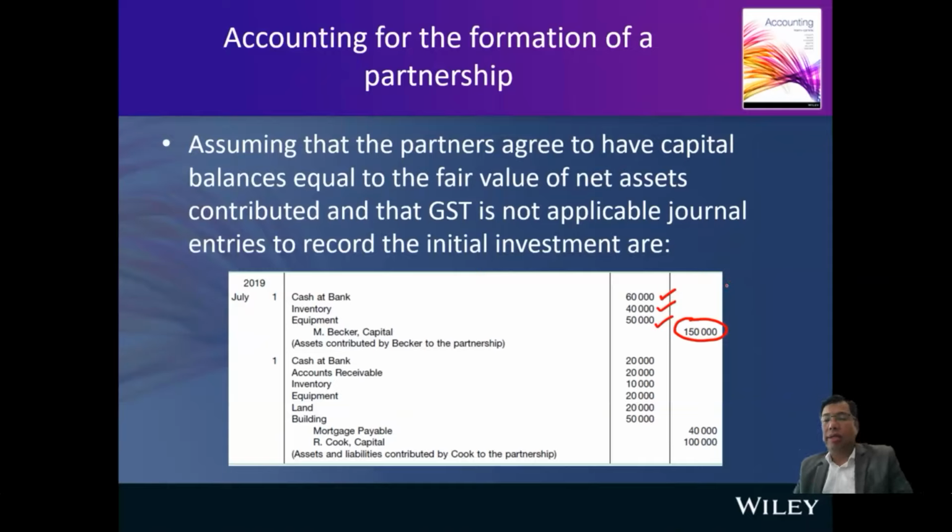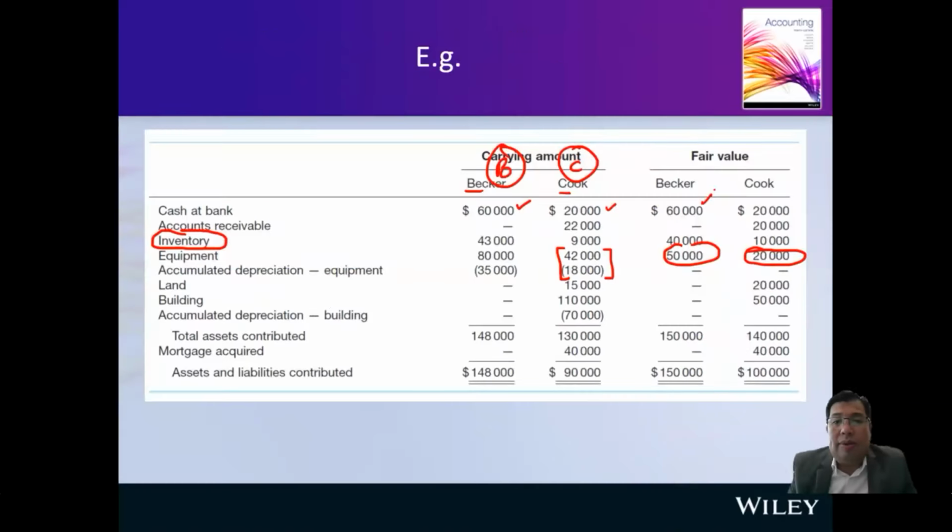150,000. Whereas for the second partner, fair value, what is fair value? There's a good question. What is fair value? What is the carrying amount? The carrying amount is the amount recorded in your book. For assets, this is the cost less the accumulated depreciation, so the net will be the carrying amount, the amount recorded in your books of accounts.